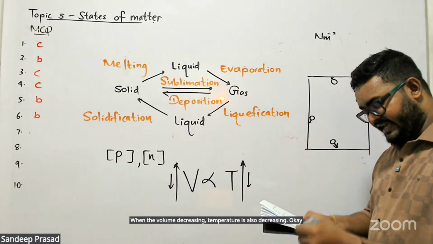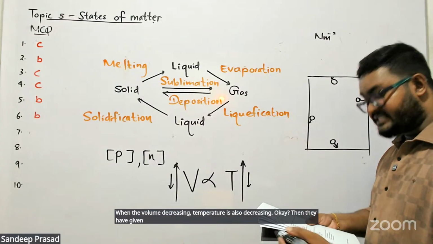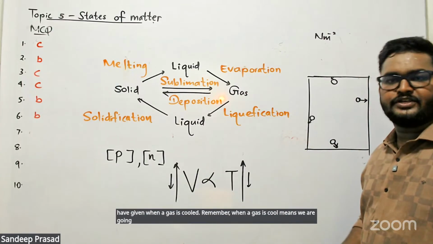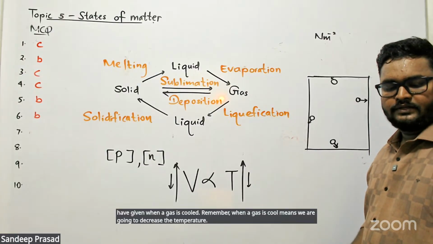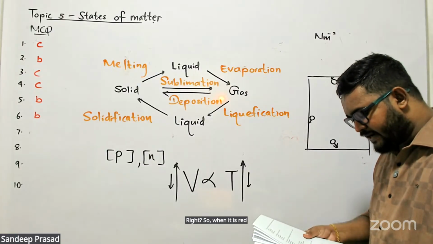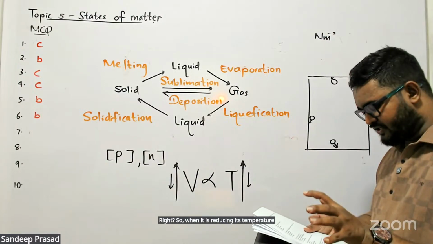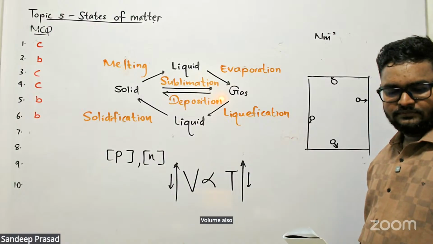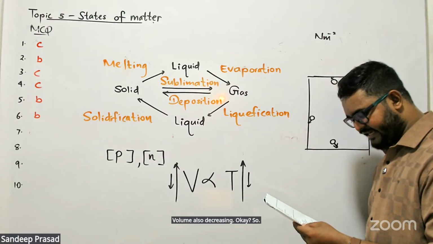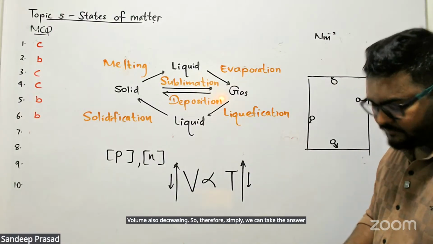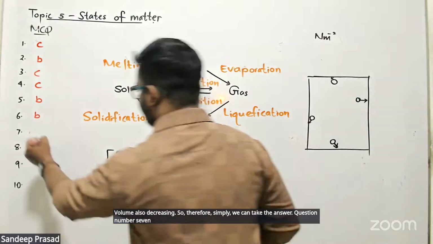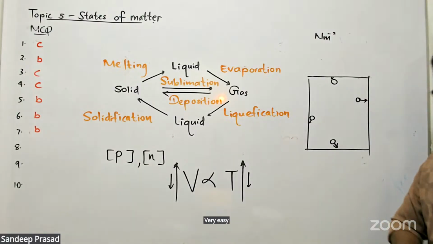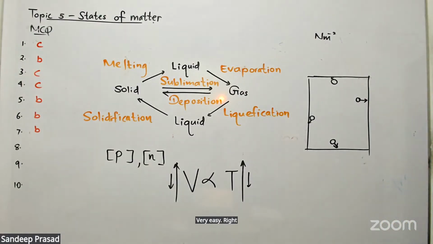Okay. Then they have given when a gas is cooled. Remember, when a gas is cooled means we are going to decrease the temperature. So when it is reducing its temperature under constant pressure, what will happen to the volume? Volume also decreasing. Right? So therefore, simply we can take the answer. Question number 7, simply B. See how easy these things are. Very easy. Right? These things are very easy.